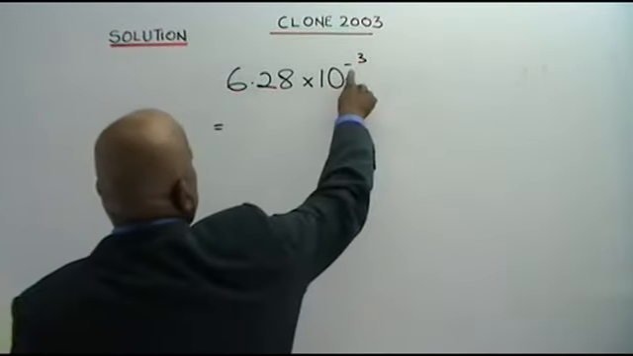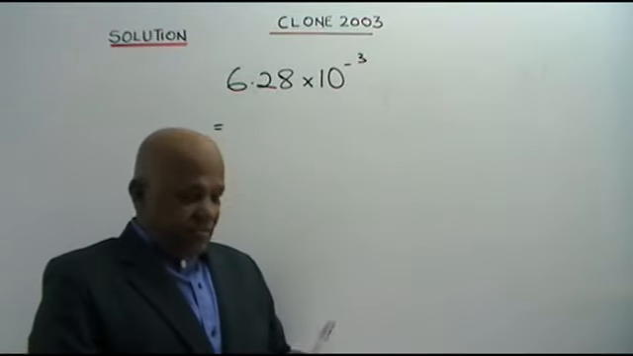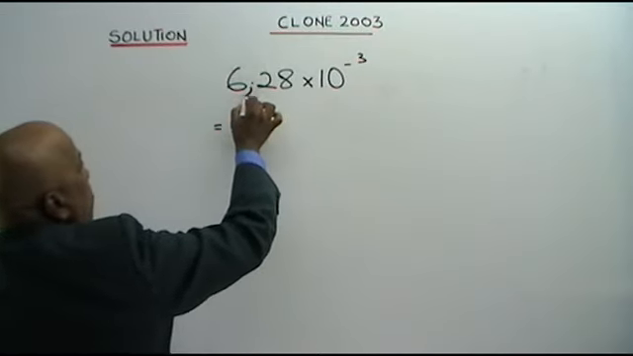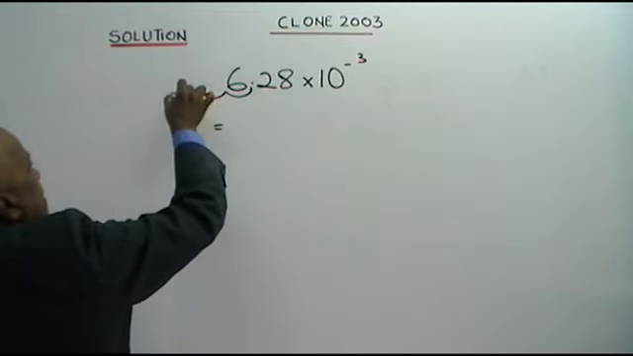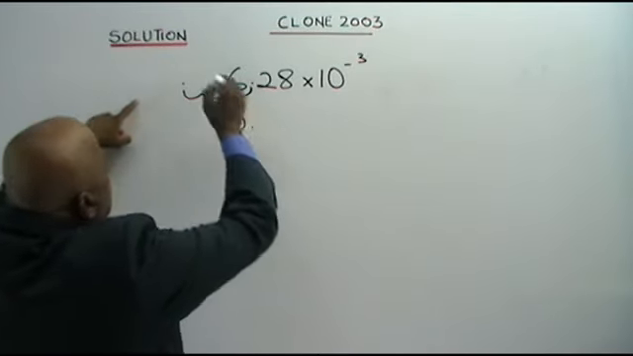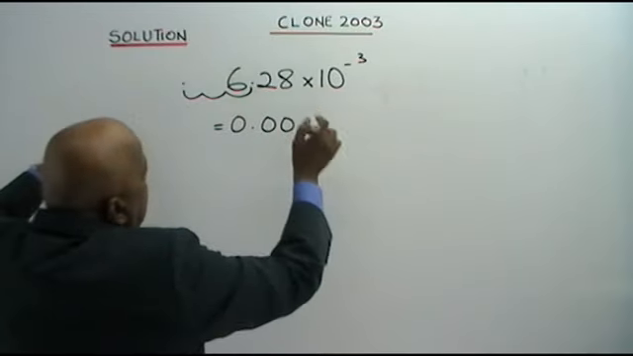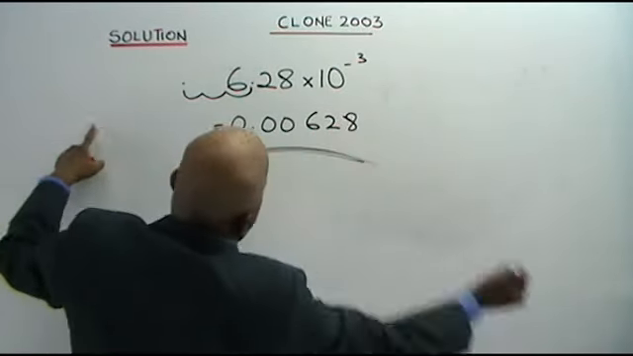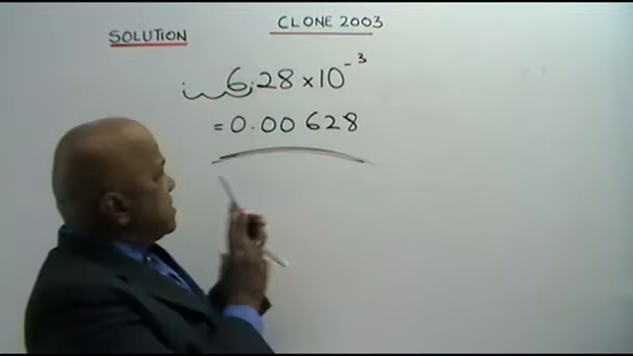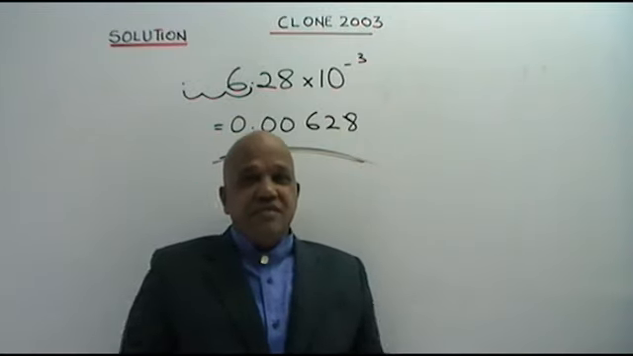Like I said, if this power is negative, then this number is less than 1. So, negative 3 means we move to the left, 1, 2, 3. Decimal point is here. This is 0.00628. This is your answer as a single number. As simple as that. I hope you have got it. Good. Thank you.